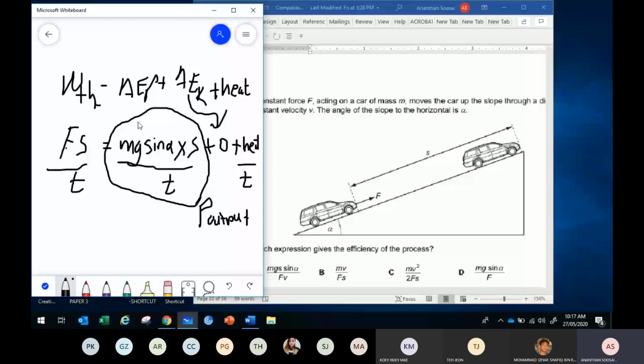Okay. What is the input power? The work done by the thrust, the power of the thrust. This is your input power, the input by the engine. Okay. So what is the efficiency? Output over input. That means this divided by this is your answer.